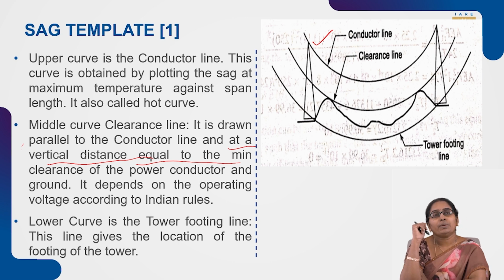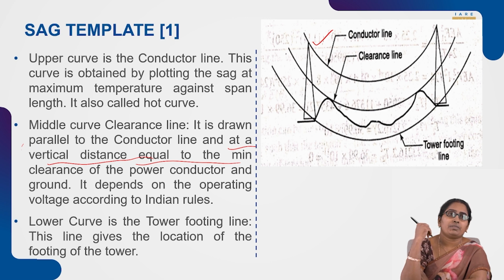Then the last one, the lower curve, is the tower footing line. This line gives the location for the footing of the tower.